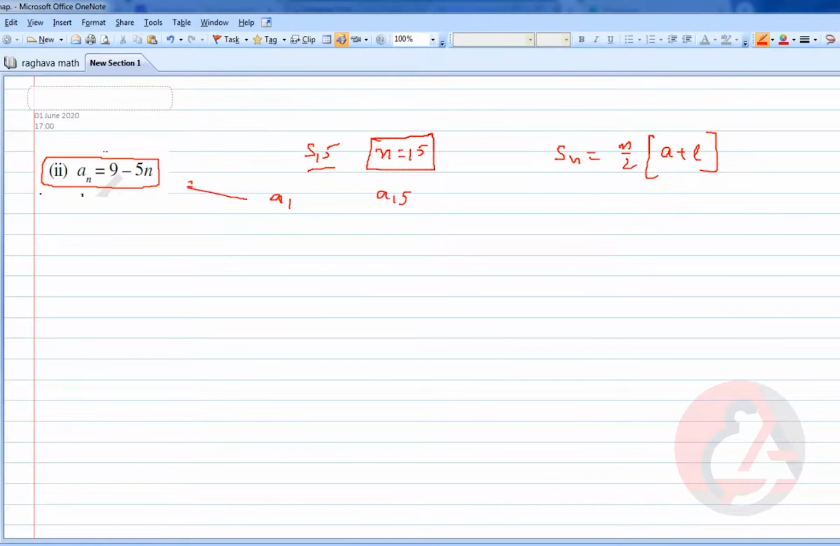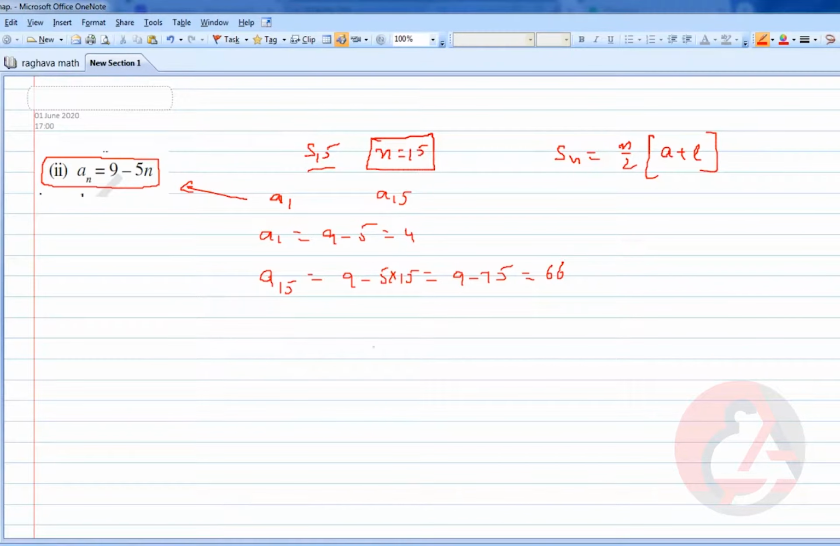From the given data, find a1. a1 is equal to 9 minus 5, that is 4. a15 value: a15 is how much? 9 minus 5 into 15, that is 9 minus 75. What is the value of 9 minus 75? Minus 66. Am I right?